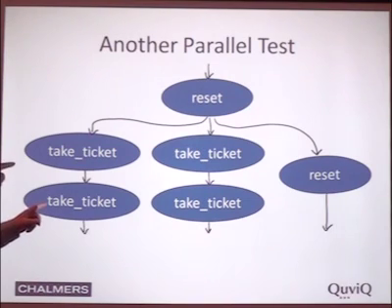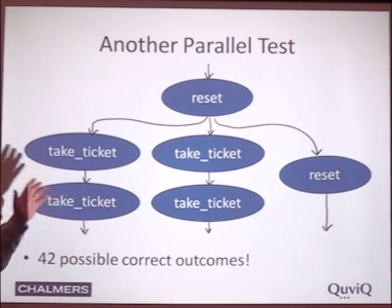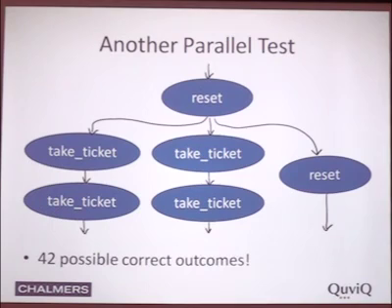...at the same time as the serviceman is changing the roll of tickets. How many possible correct answers are there for this test? I've worked it out. It's 42. Nobody in their right minds would try to work out all 42 possible correct outcomes and then compare against all of them. And anybody who did try would get it wrong. So you just can't write conventional looking unit tests that test this kind of behavior.